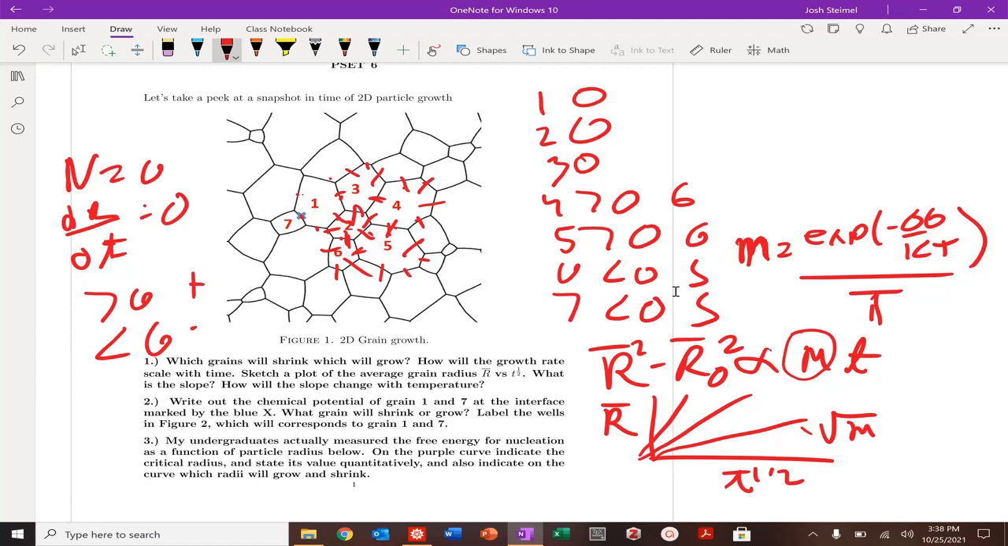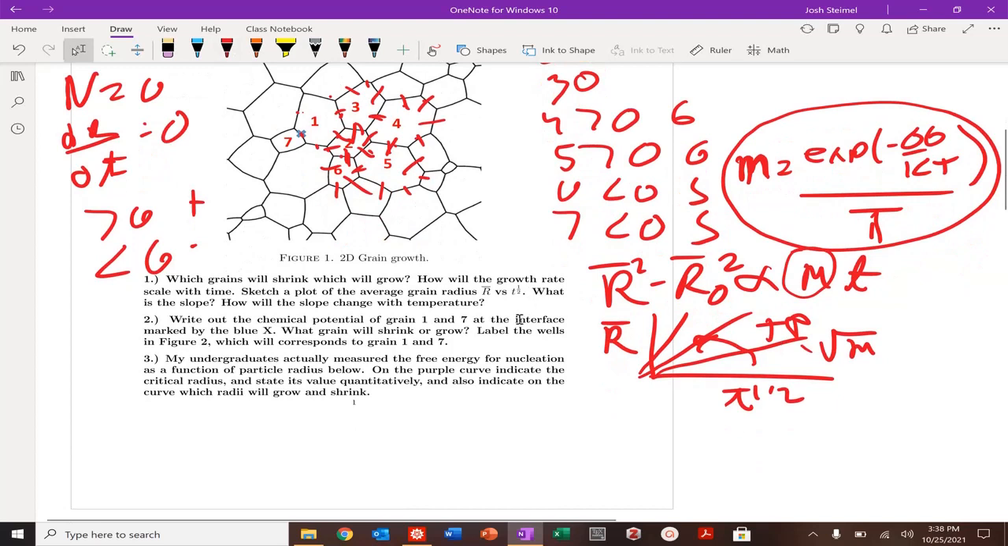But again, it's the exponential relationship, the Arrhenius relationship with temperature, that will always beat it out. So as my temperature increases at reasonable temperatures, my slope increases. Excellent. Write out the chemical potential.